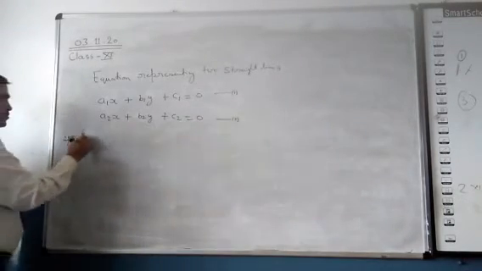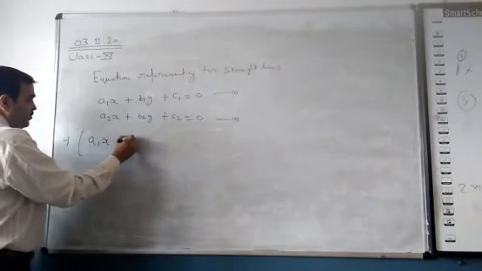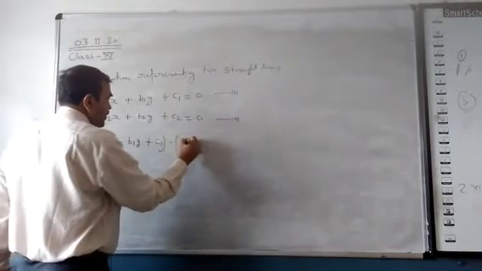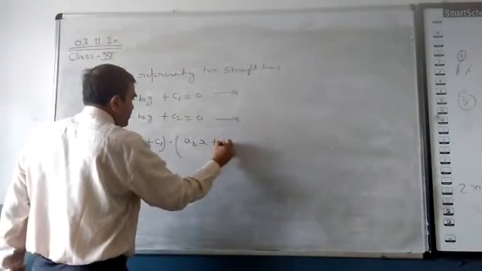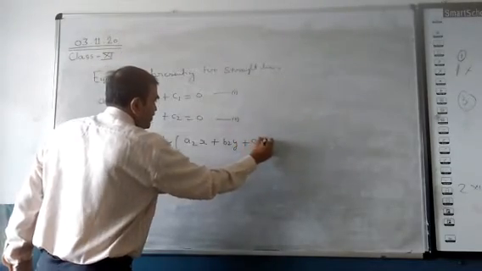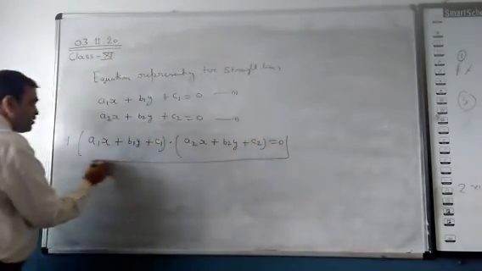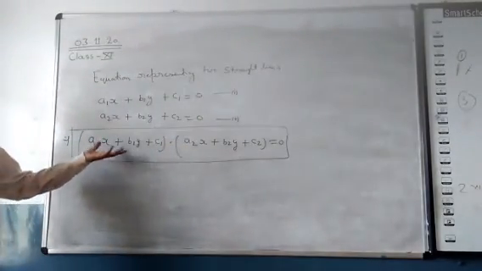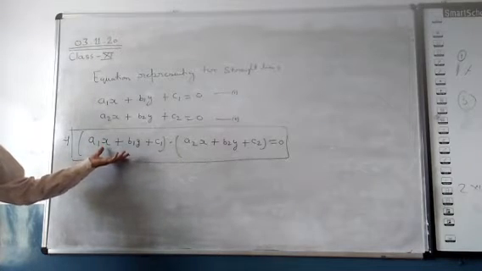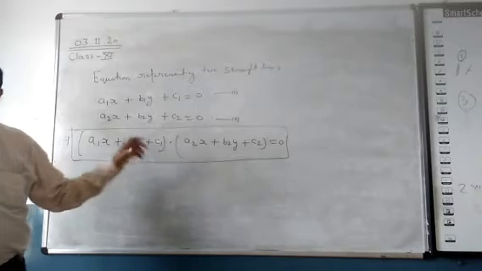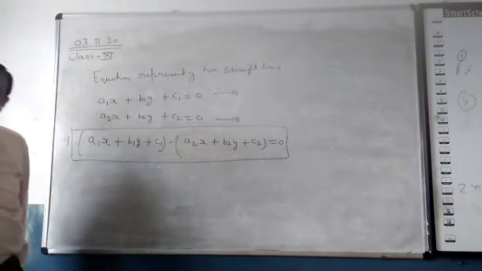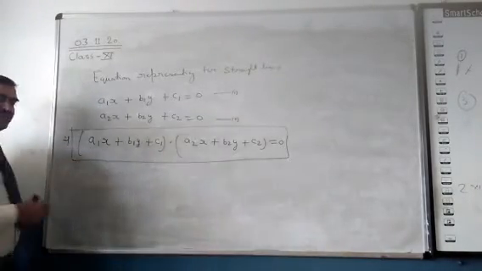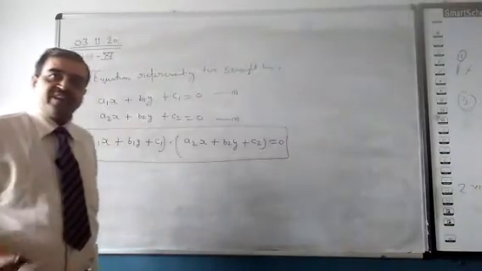If a1x plus b1y plus c1 multiplied by a2x plus b2y plus c2 is equal to 0, this is another equation, and this equation shows a pair of straight lines. It is also called a pair of straight lines.